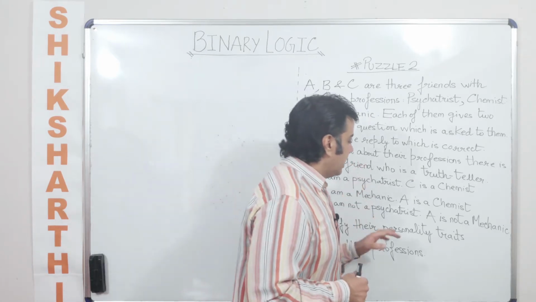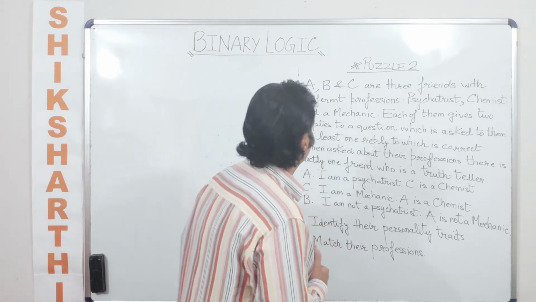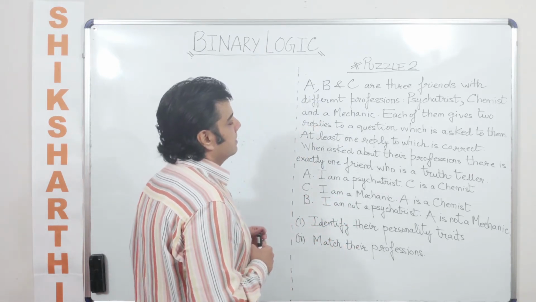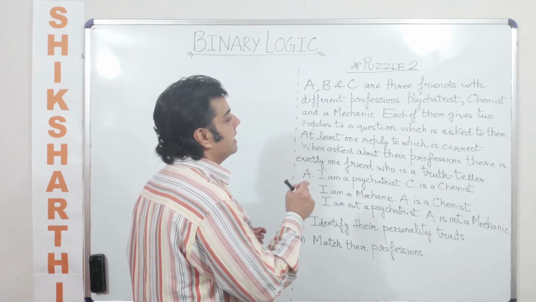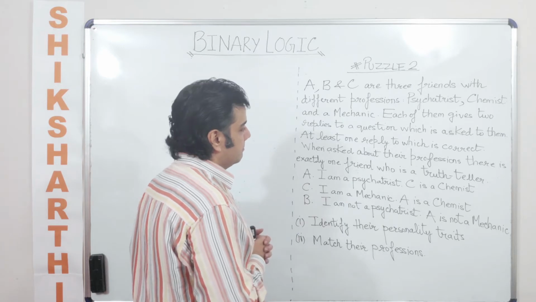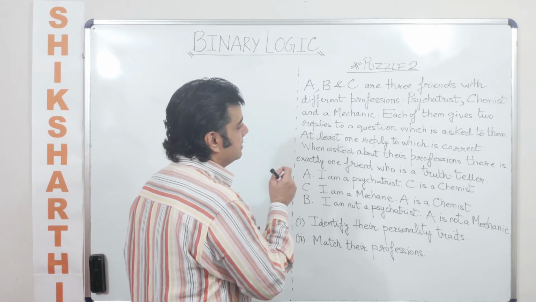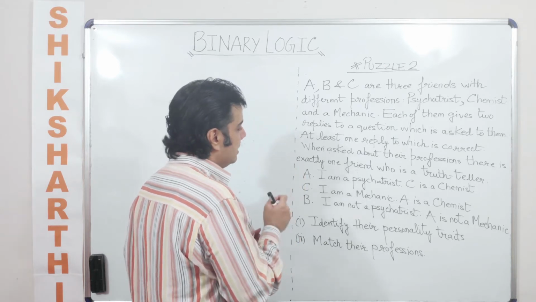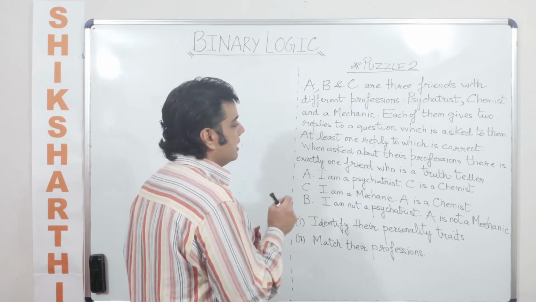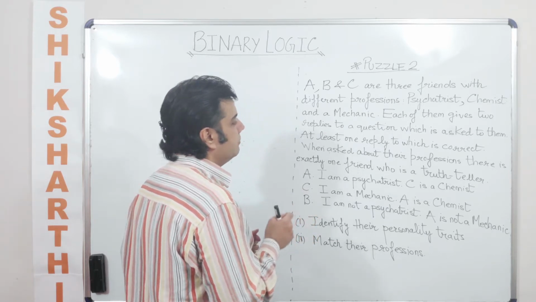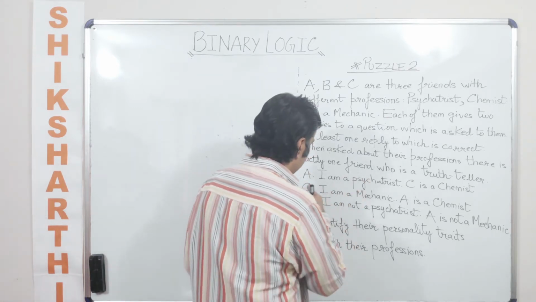Now let us see how this puzzle is going to be different from the first puzzle that we had solved on binary logic. So we have 3 friends A, B, C with 3 different professions: psychiatrist, chemist and a mechanic. Each of them gives 2 replies to a question which is asked to them, at least 1 reply to which is correct. Now when asked about their professions, there is exactly 1 friend who is a truth teller. And these are the responses as given by the 3 friends.